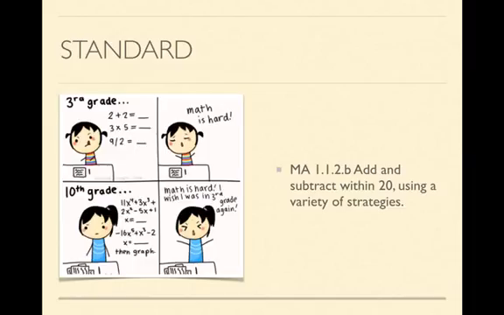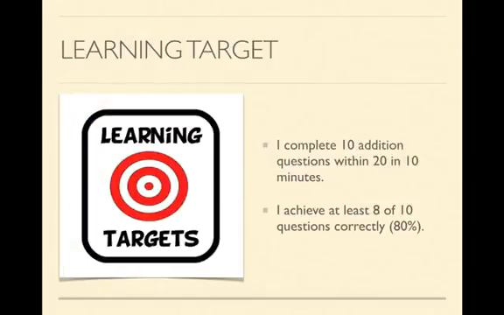The standard I select is 1.1.2.b, which is the math standard: add and subtract within 20 using a variety of strategies. I have two learning targets in this task. The first learning target is complete 10 addition questions within 20 in 10 minutes. And the second one is achieve at least 8 of 10 questions correctly.